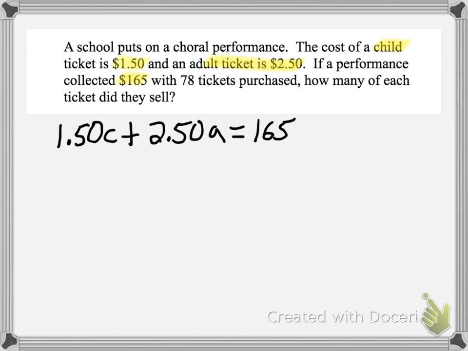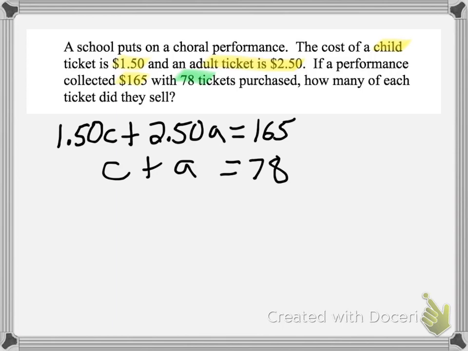Alright, so again, my other number in there is just a total. So that's going to give me my other equation. I know my total for this other equation is going to be 78. And that's my child plus the A. These type of problems, that second equation is always just addition of both of the variables together.